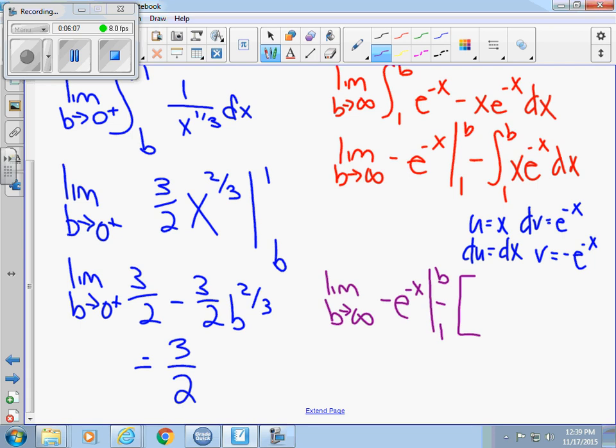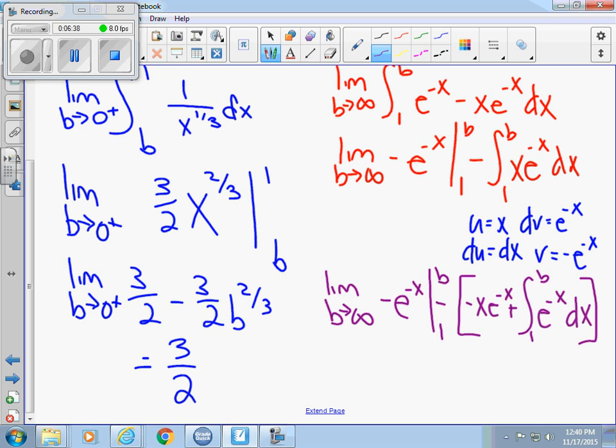Careful with that negative sign. U times v, which is negative x e to the negative x, minus the integral of v du. Okay, if I change that to a plus, a negative is positive. And this is going from 1 to b, and this is from 1 to b.